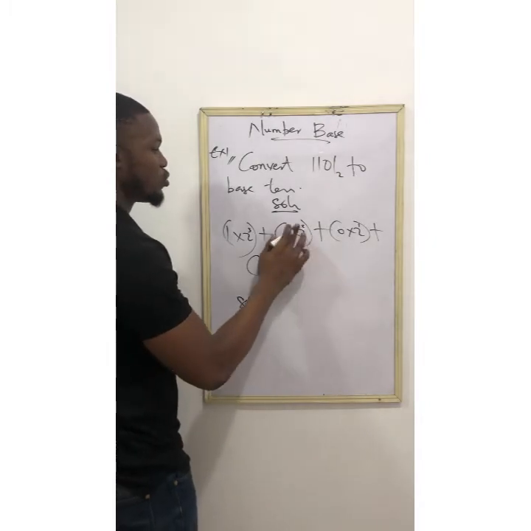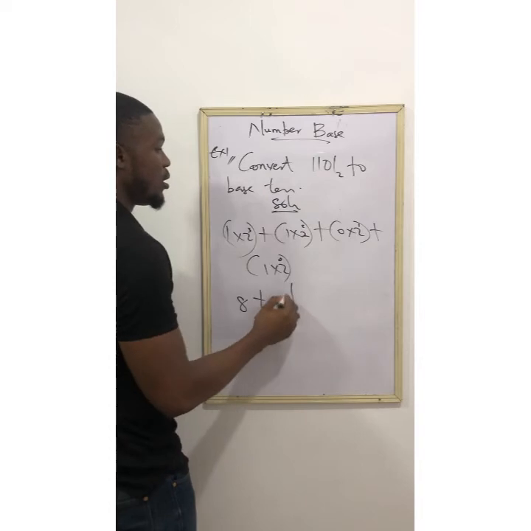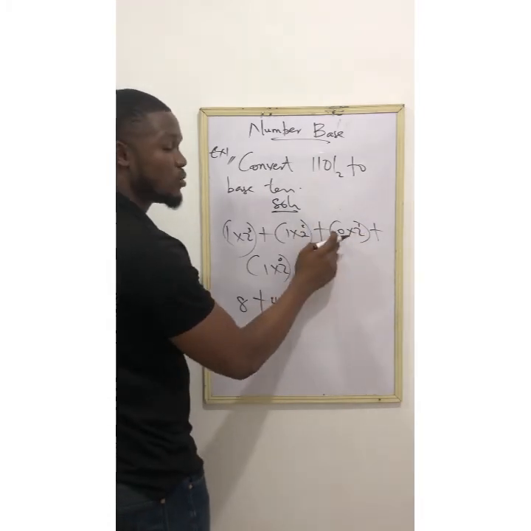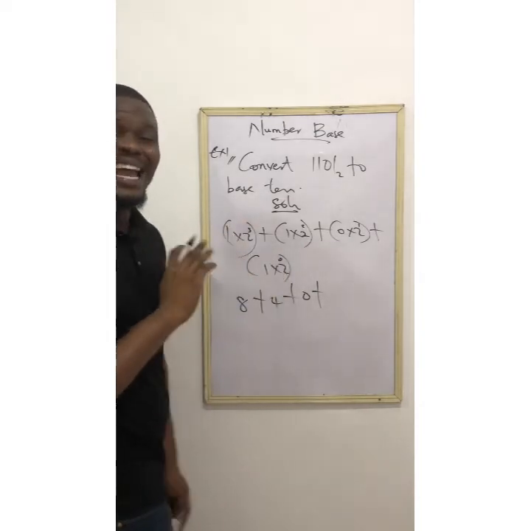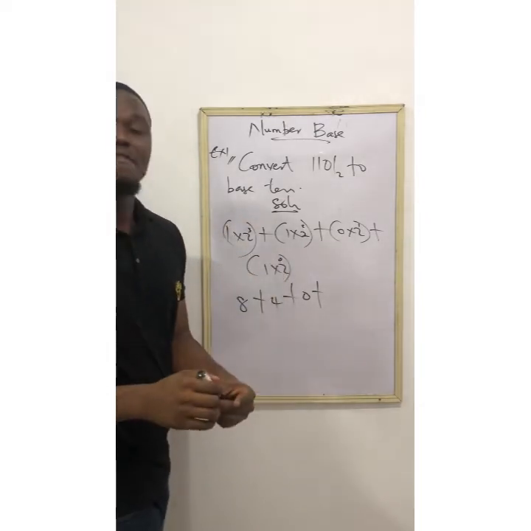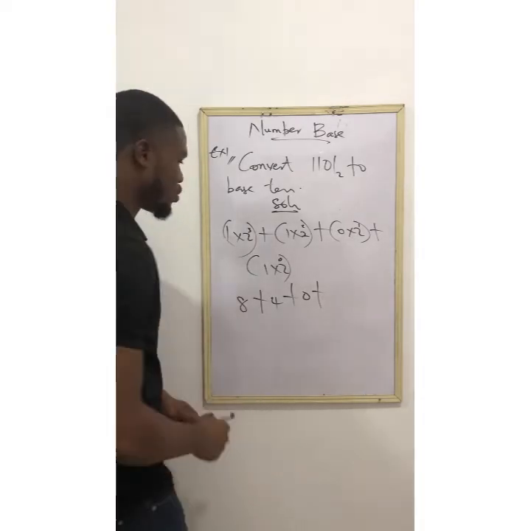Plus 2 raised to the power 2 is 4. 4 times 1 is 4. Plus 2 raised to the power 1 is 2. 2 times 0 is 0. 2 raised to the power 0 is 1. Anything raised to the power of 0 is 1. 5 raised to the power 0 is 1, 4 raised to the power 0 is 1. So 2 raised to the power 0 is 1.